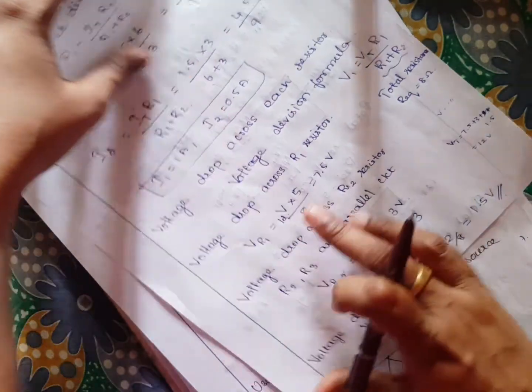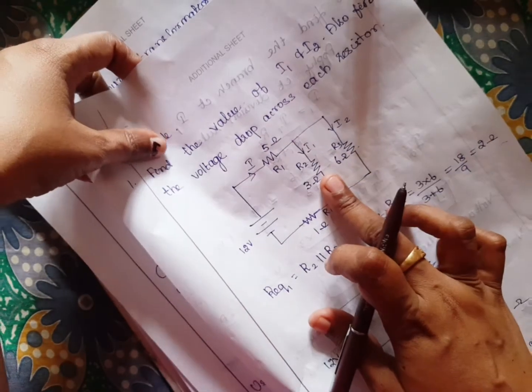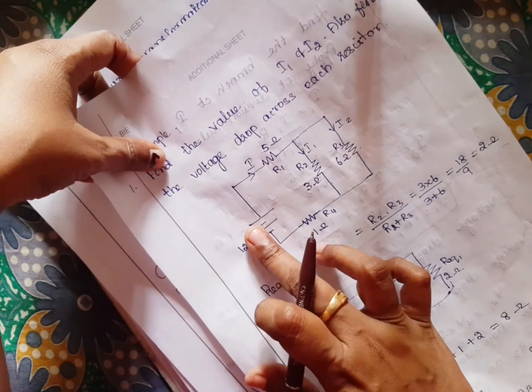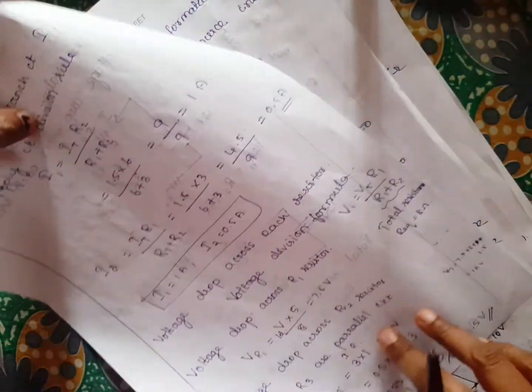And next you want to find the voltage drop across the resistor R2. In order to find it, total voltage is 12 volt and the corresponding resistance 3 divided by total resistance 8. So what is the answer? You got the answer is 3 volts.